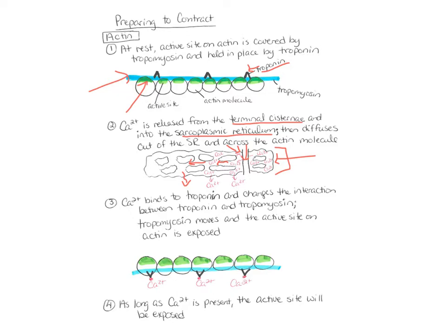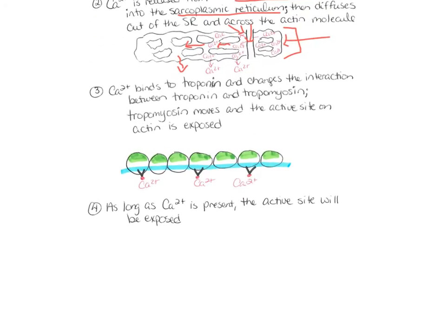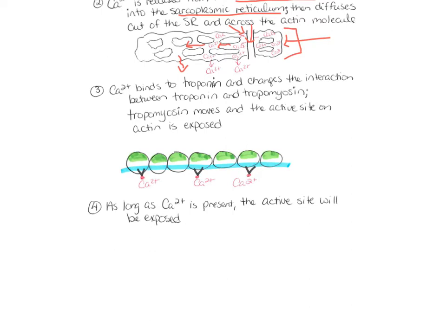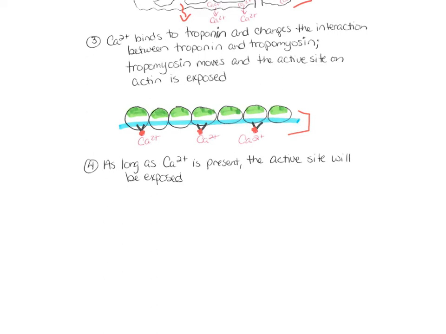filaments. So once that happens, calcium is flooding over the thin filament, and it can then bind to the troponin molecule. This changes the molecular shape of the tropomyosin-troponin interaction, and tropomyosin rolls away from the actin molecule. So as long as calcium is present, then the active sites will be exposed. And if the active sites are exposed, that means the myosin head can bind to them and we can get a contraction.